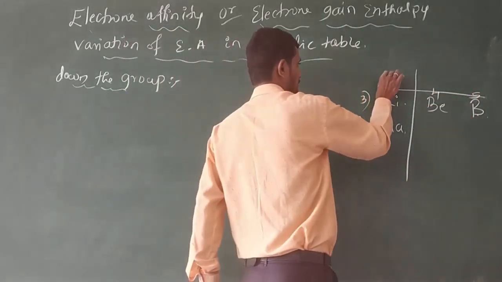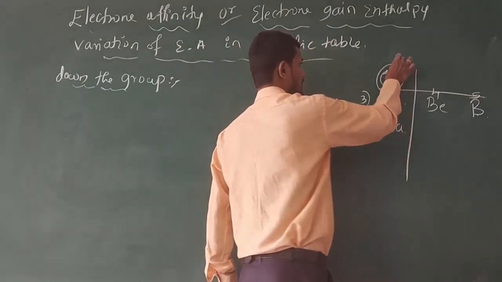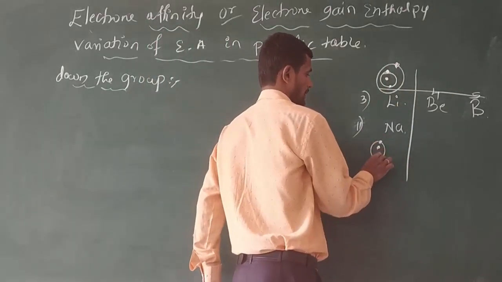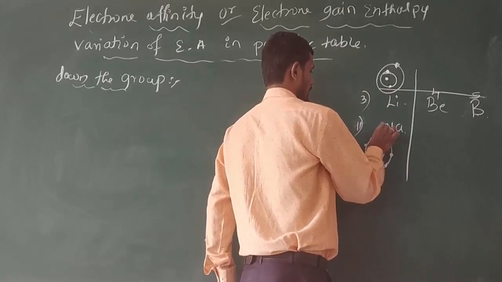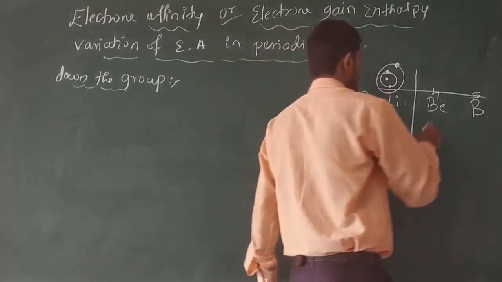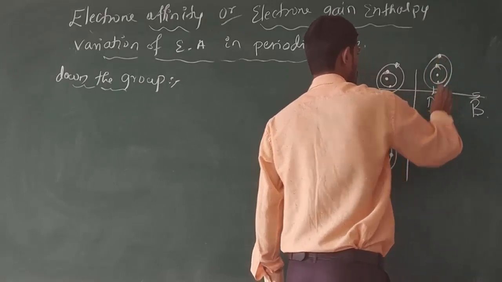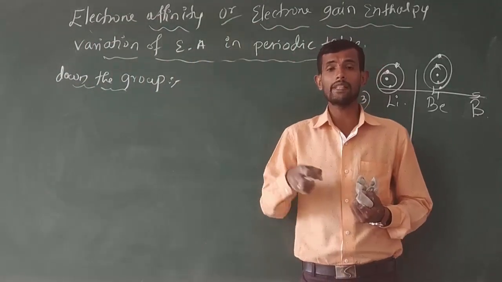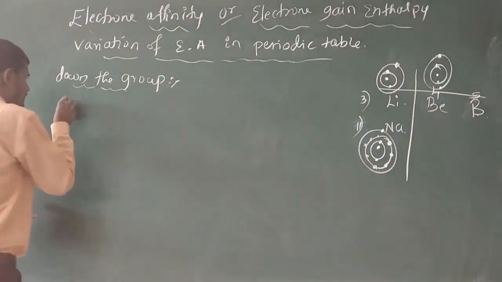Okay, students, in the lithium nucleus with positive charge, in the first shell there are 2 electrons and in the outermost shell only 1 electron. And in sodium, in the first shell 2 electrons, here 8 electrons, and here another one atom. Next, here same shell, here also 2 electrons, here also 2 electrons. Okay, students, what happens to the electron affinity when we move down the group? Is it right? Yes. First I write one point.